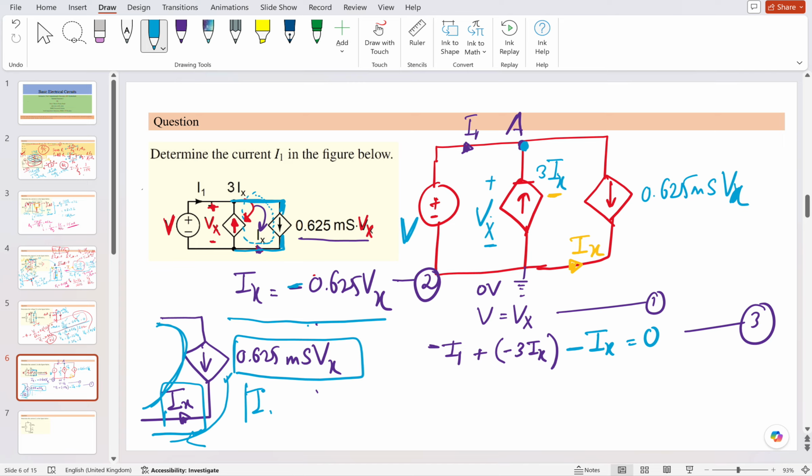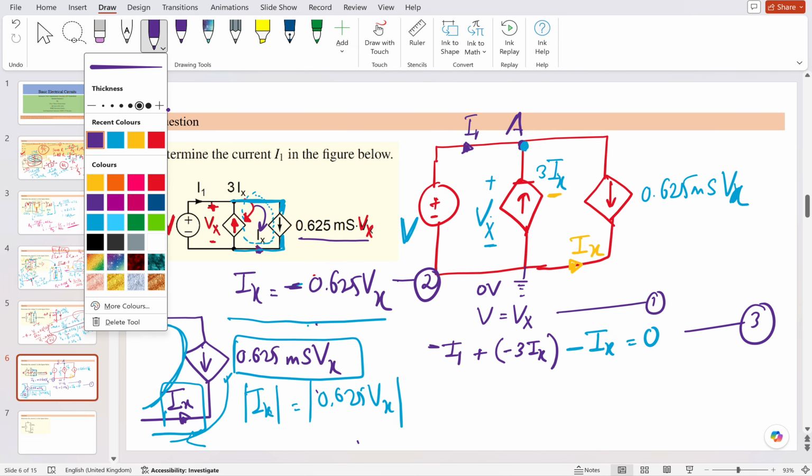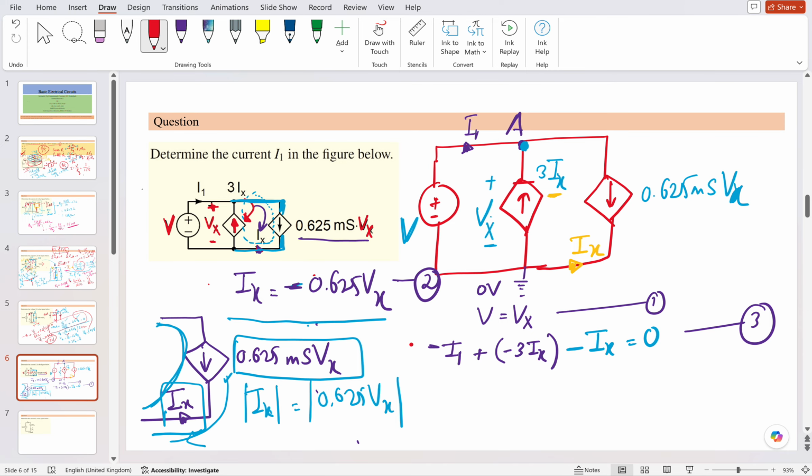Got the point? Yes, sir. Okay. But if you see the magnitude terms, both values will be equal. Only the convention changes. I have taken this as negative because the other is flowing in a different direction.